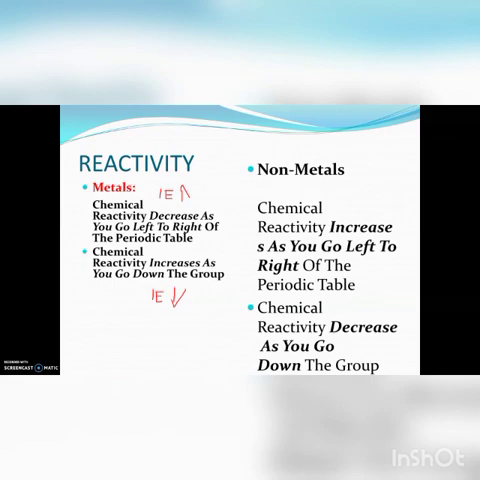But in the case of non-metals, the chemical reactivity increases left to right because they are highly electronegative, for example fluorine. And the chemical reactivity of non-metals decreases as you go down the group, on the basis of electronegativity. So these are the chemical reactivity trends of the elements. So I hope all of you understood.